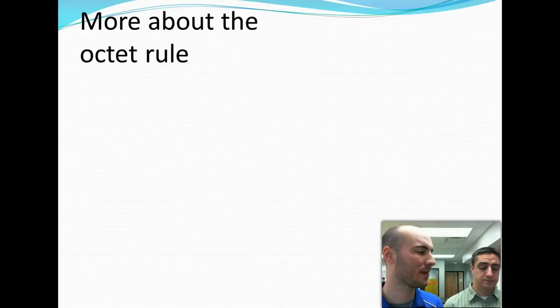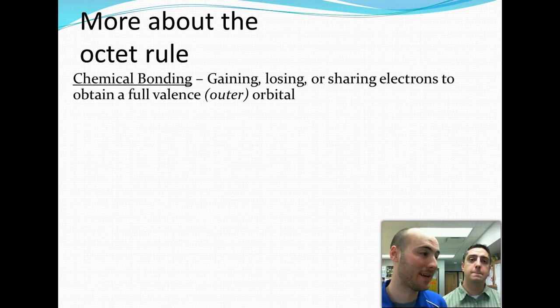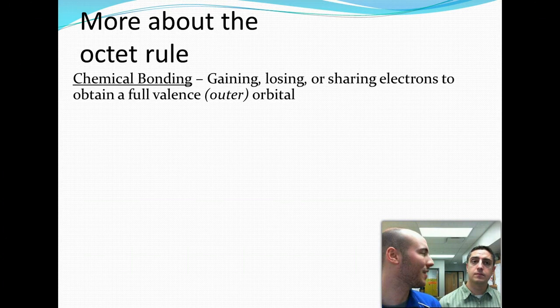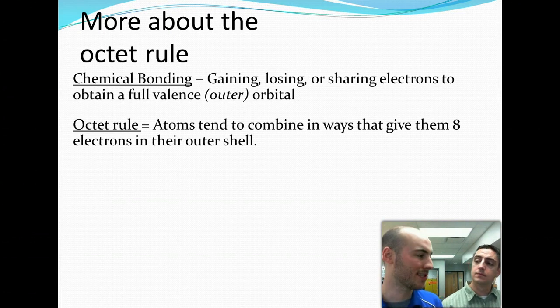So anyway, we got to start by recapping what we call the octet rule. Now, first of all, chemical bonding. This is the act of gaining, losing, or sharing electrons in order to get a full outer valence orbital. That's the last orbital, the very last one. Now, the octet rule states that atoms tend to combine in ways that give them 8 valence electrons. So the reason atoms bond is because they're trying to get that full outer shell with 8 electrons there. That's why things react, because they're trying to get that full outer shell.